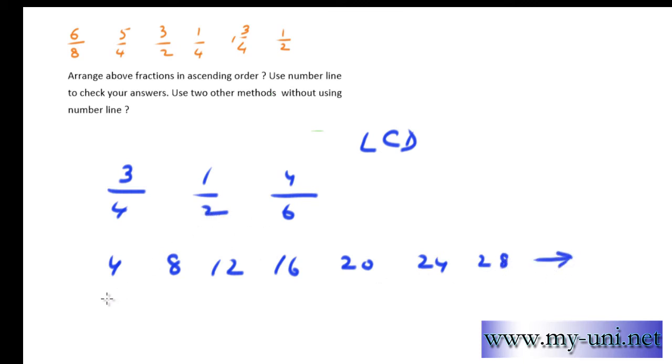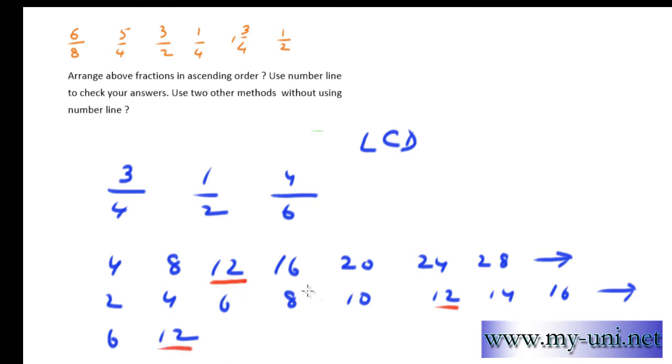The multiples of 2 are 2, 4. So 4 is the first common multiple of these two numbers, 4 and 2. Then 6, 8, 10, 12, 14, 16, and on. And the multiples of 6 are 6 and 12, and it looks like we have already found a common multiple of all three numbers. So 12 is the least common multiple, the smallest common multiple of all three numbers.